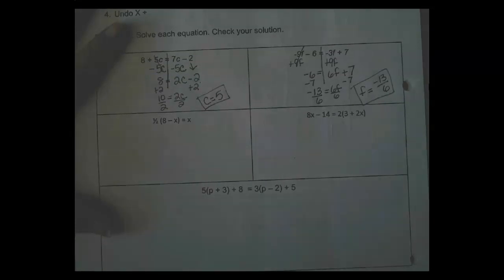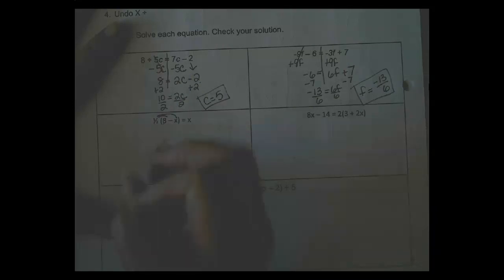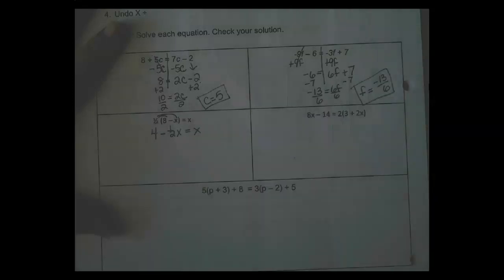This one's a little different. So first of all, we need to simplify. So we're going to have to distribute. So what is half of 8? 4. 1/2 times a negative x is a negative 1/2 x. Okay, this side is fine. So red rover, send the smallest variable over. So I'm going to send this one is less than this one. So I'm going to add 1/2 x to both sides. Add 1/2 x. So I end up with just a 4 over here.